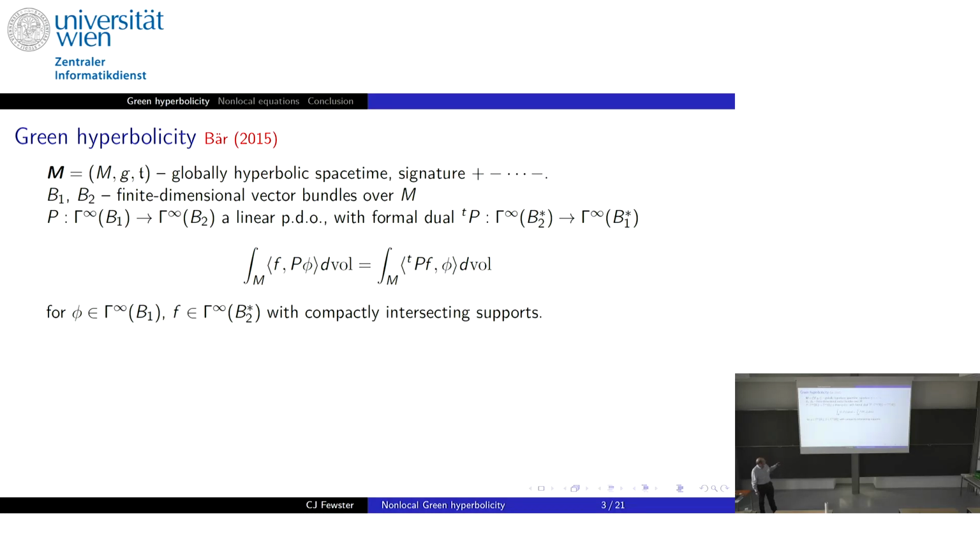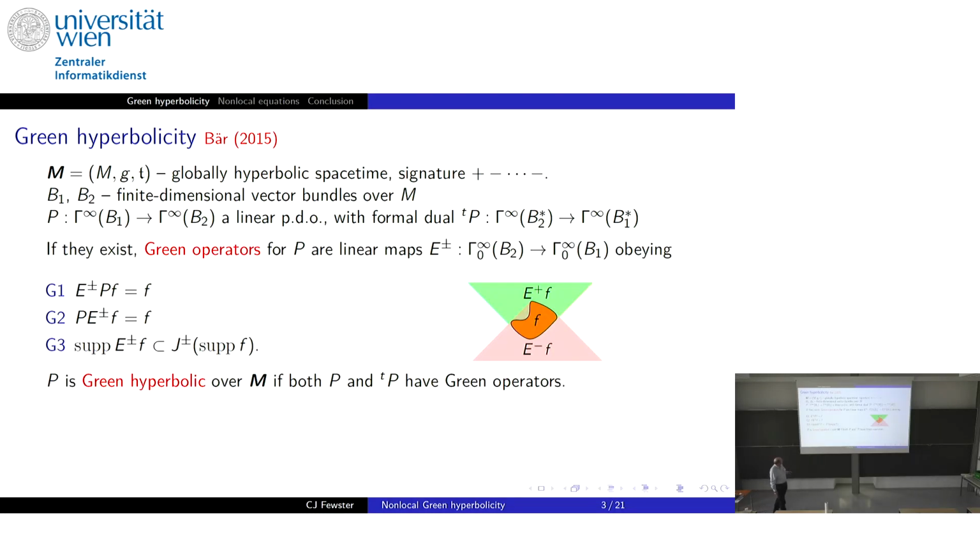So this goes between smooth sections of one of these bundles to smooth sections of another one. And then it has a formal dual based in a very obvious way. And we make the following definition. A green operator for this partial differential operator is a map, E plus or E minus, going from the compactly supported sections of one of these bundles. Again, actually this should not be to the compactly supported ones, this should just be to smooth sections of the other bundle. And there are three conditions.